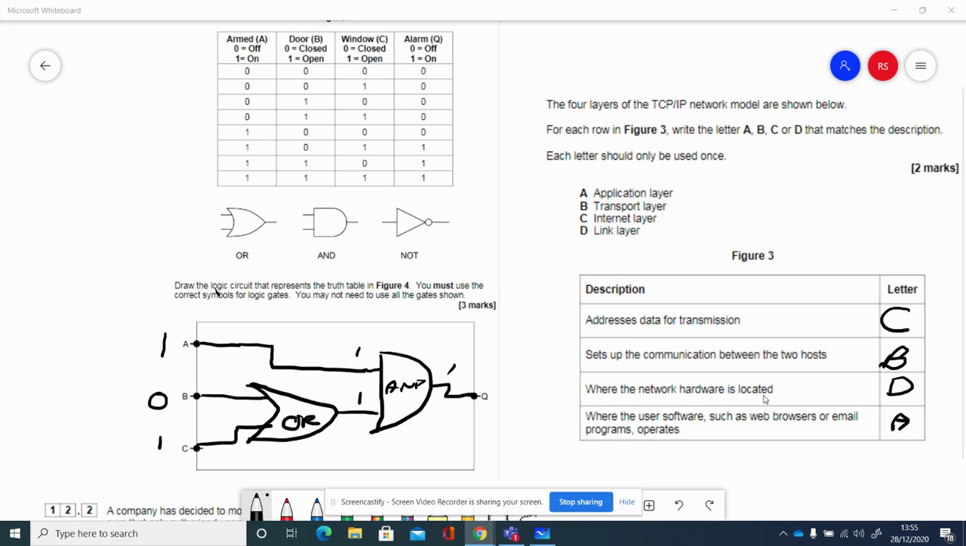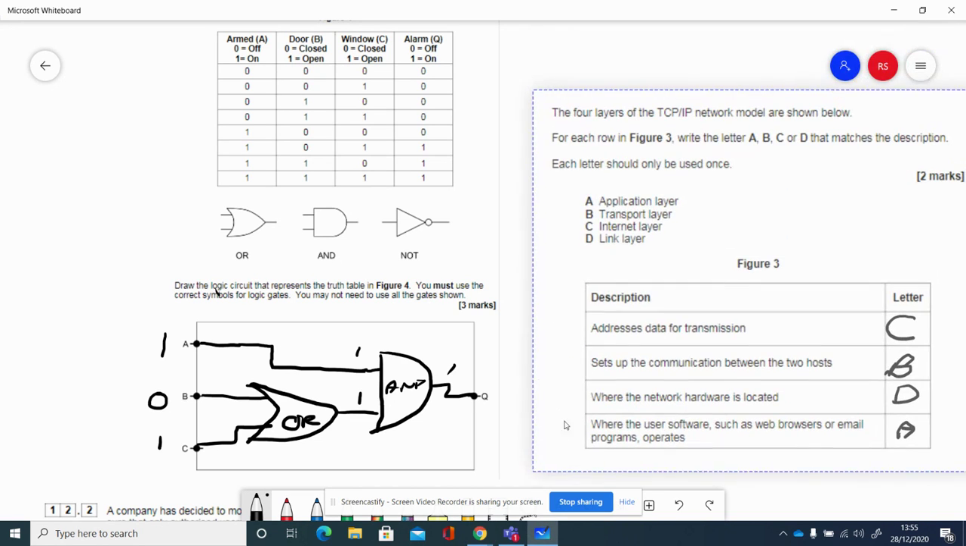Where the network hardware is located, that's the link layer. So the link layer is linking the things in the network, and that's where things like network interface cards are located. And finally, where the user software such as web browsers or email programs operates, that's A, because that's the application layer. So they are applications. A web browser is an application. An email client is an application. So that's why they sit in the application layer.